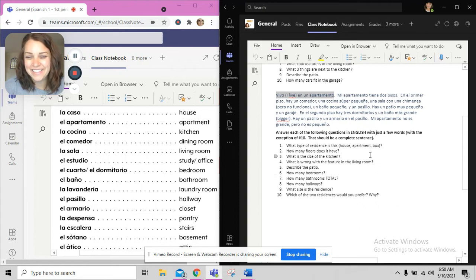Just gave you the answer. Okay, so what type of dwelling is this? What type of residence? That's a cognate, so make sure you type it in English. Okay.